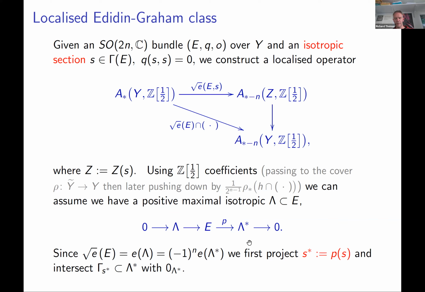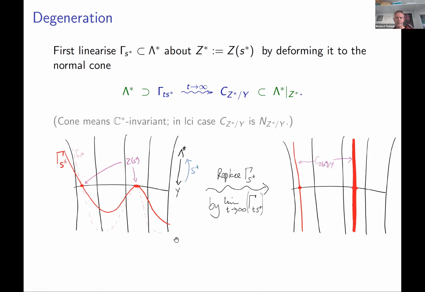So I remind you how that goes. We have lambda dual, we have a section, we take its graph, and we want to intersect it with the zero section. How do Fulton-MacPherson do that? They linearize this graph around the zero section by deforming it to its normal cone. This is the picture. Here's my graph inside lambda dual, and I just make it vertical. I scale S dual by multiplying it by t, and I send t to infinity, and I take the limit in the Hilbert scheme sense, and I get this vertical thing. So this is the normal cone.